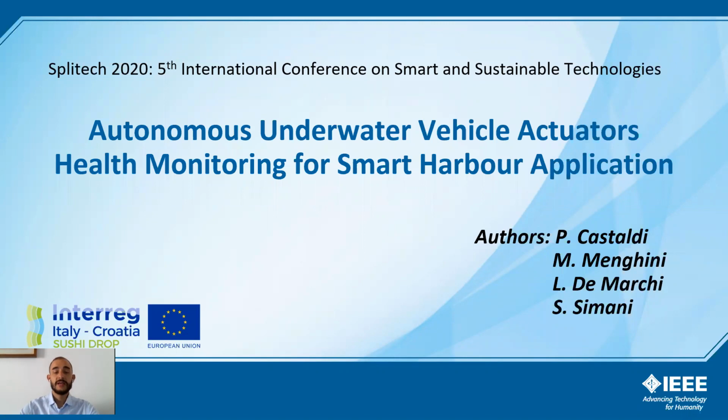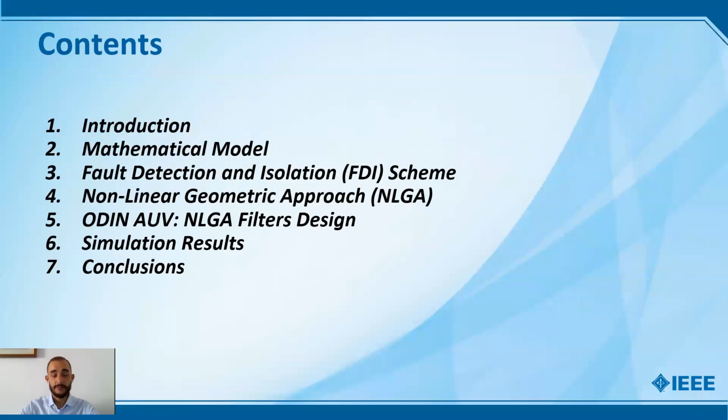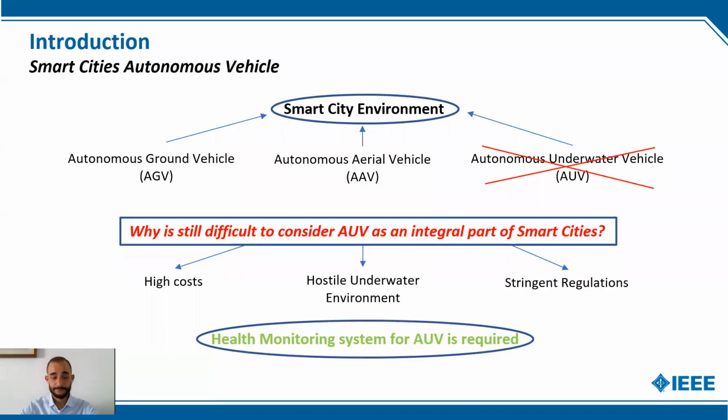this work. In particular, the aim of the Sushidrop project is to design and test an autonomous underwater vehicle for underwater habitats biological research in the Adriatic Sea. I'm just going to start with a brief introduction of this work.